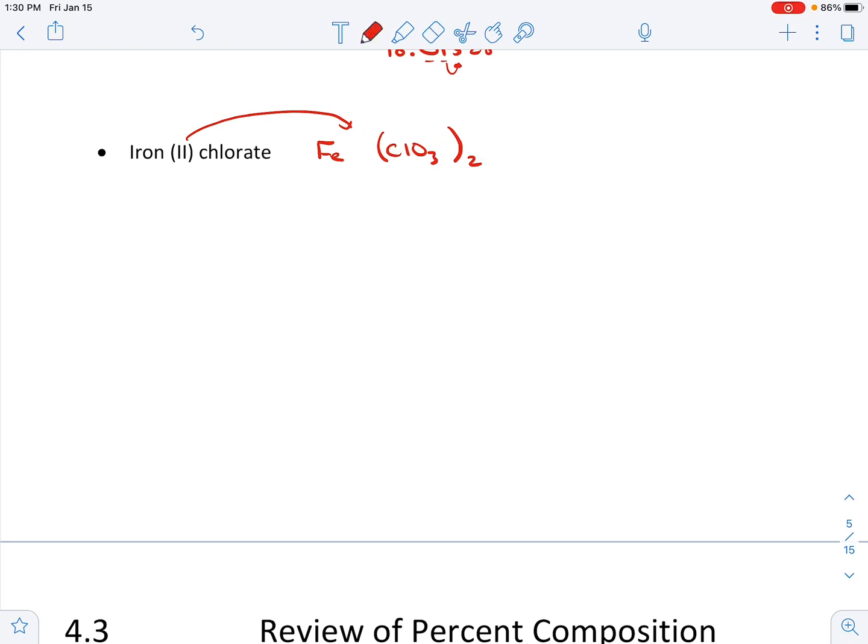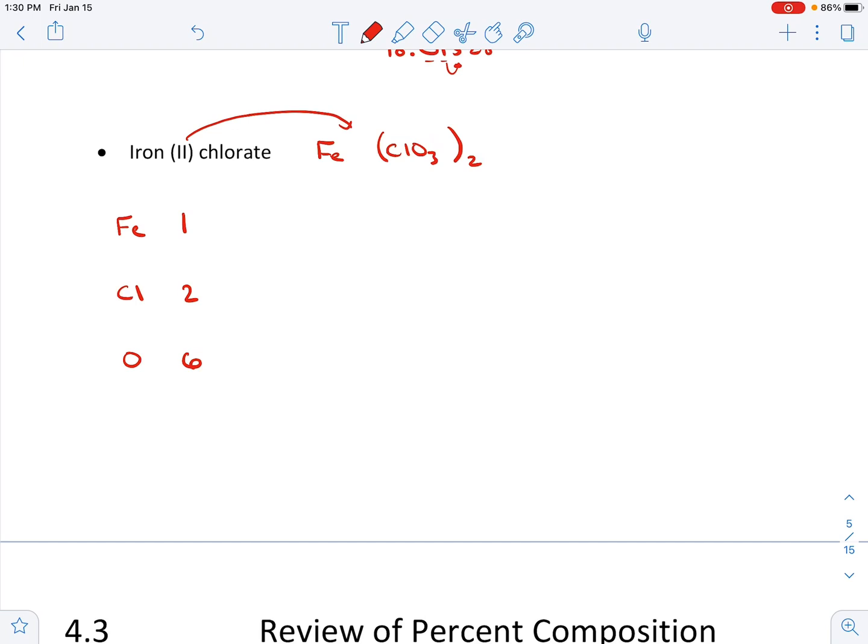So just like last time, we're going to break it into our elements. So the elements we have are Fe, Cl, and O. Notice how I just pulled apart the polyatomic ion into its separate elements, right? Okay. So how many Fe's do I have? I have just 1. How many Cl's? That 2 goes for everybody, so I have 2 Cl's. How many O's do I have? I have 3 times 2, which gives me 6.